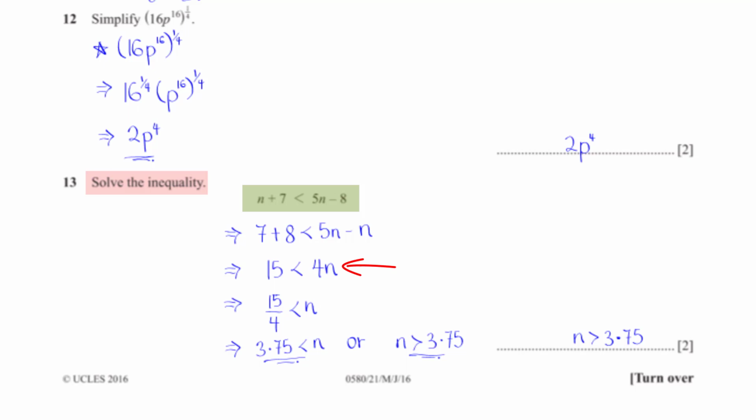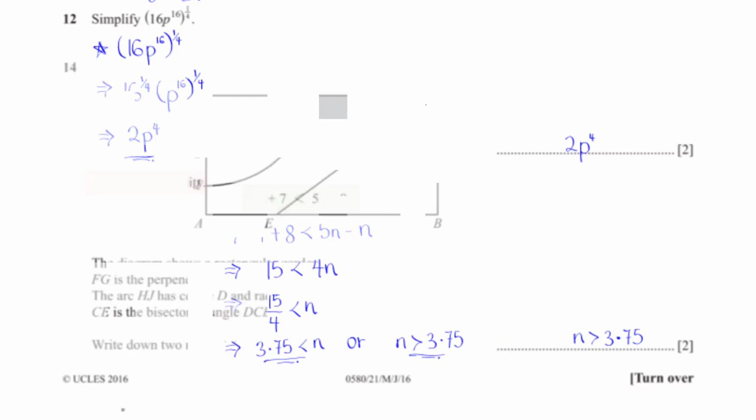To leave n standing on its own, we are going to move 4 to the other side of the inequality. Since it's multiplying n on one side of the inequality, if it moves to the other side, it goes to divide. And we have 15 over 4 is less than n. 15 over 4 in decimal is 3.75. So 3.75 is less than n. Another way of writing that is n is greater than 3.75.